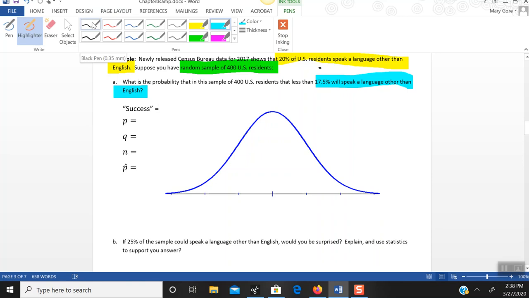So what I want to do first is to talk about what the success is here. We've done this in a lot of our face-to-face lectures, is like, what's the success in this problem? So our success here is speaking, it's what all of the percents seem to lean towards, speaking a language other than English. Okay, that's what our quote success is. It's important to talk about that so that we can correctly identify P, Q, and all the other values in this problem.